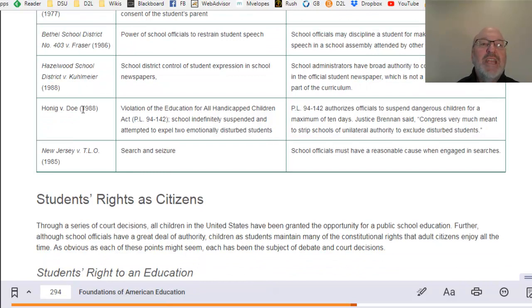Honig v. Doe, '88, this is a sped one, authorized officials to suspend dangerous children for a maximum of 10 days. Okay, think of that. So now you have to do something else. It doesn't say they have to come back to school. Congress very much meant to strip schools of unilateral authority to exclude disturbed students. So if a student threatens, brings a weapon or whatever, you can suspend them up to 10 days. Then you have to provide them another placement. They don't necessarily have to come back to school.